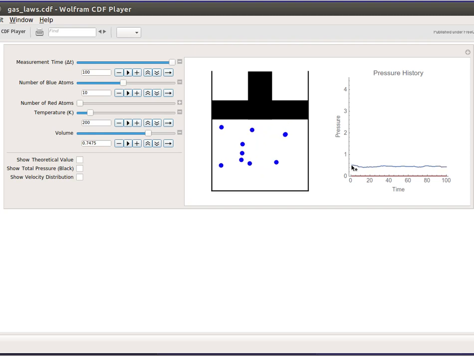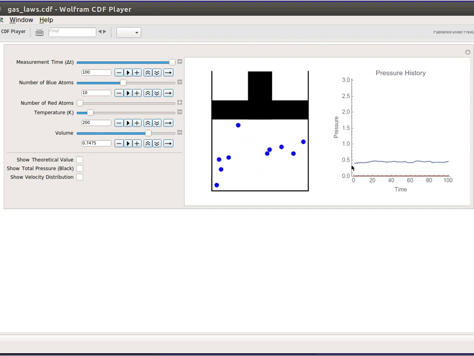Make the prediction. What's going to happen if I add in 10 of a different type of gas, say these red atoms? Okay, so same conditions, same temperature, the same volume of the container. We're not changing any of those other variables, but we're simply going to add in another type of gas, 10 more atoms. Okay, so hopefully you made the prediction that the pressure is going to go up. Okay, so let's see by how much.